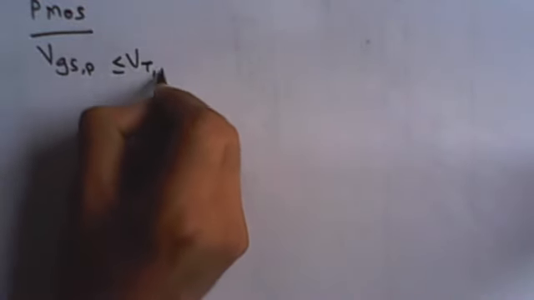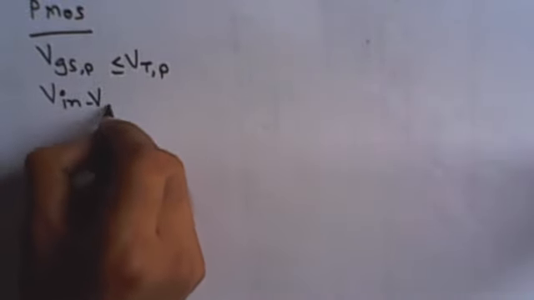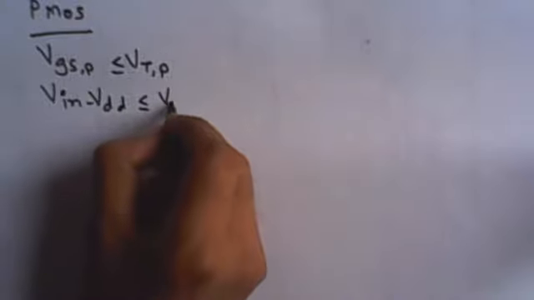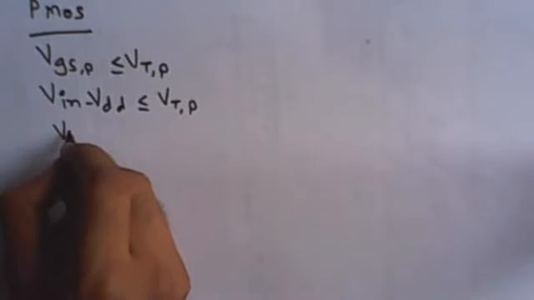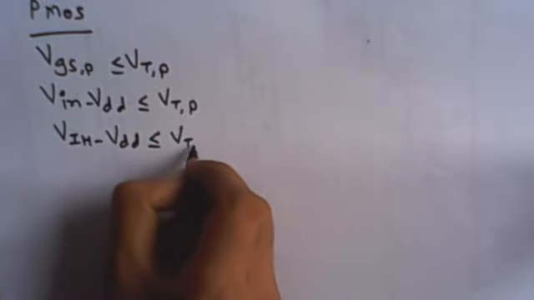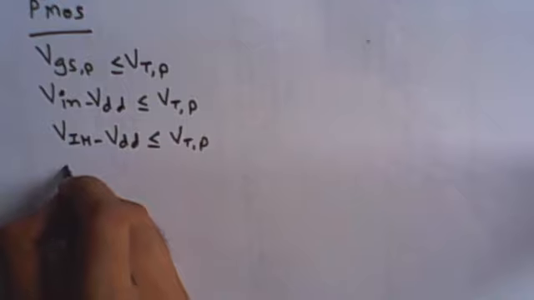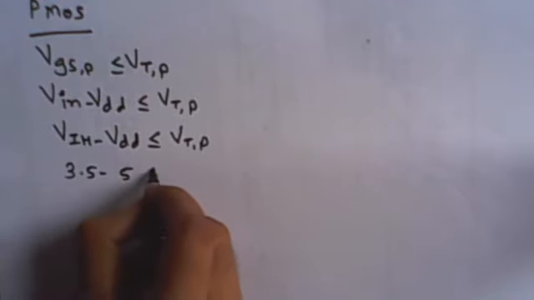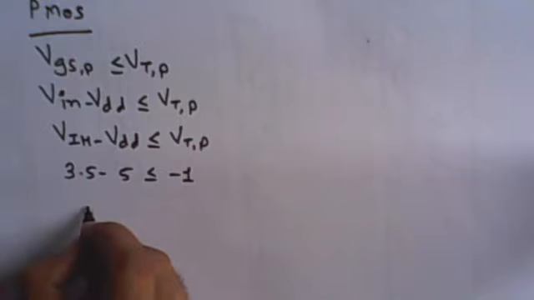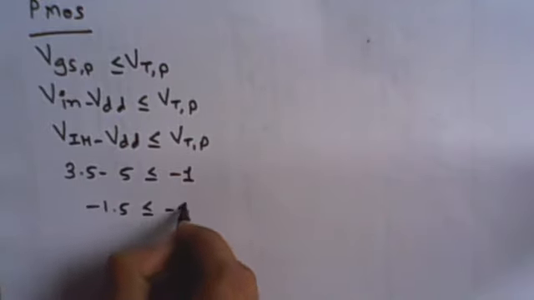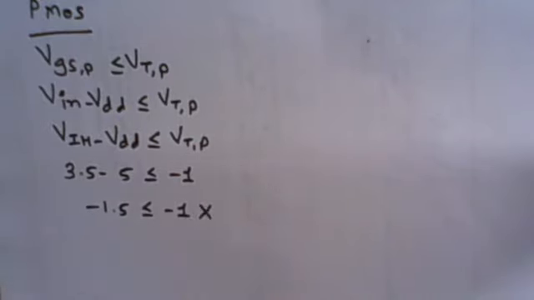So let me check whether it is conducting or not. For that, is VGS of P less than the VT of P or not? VGS of P is the input minus VDD. Is it less than the VT of P? So input is VIH minus VDD. Let's substitute the value. Suppose 3.5 minus 5 is less than minus 1 or not. So minus 1.5 less than minus 1, not.